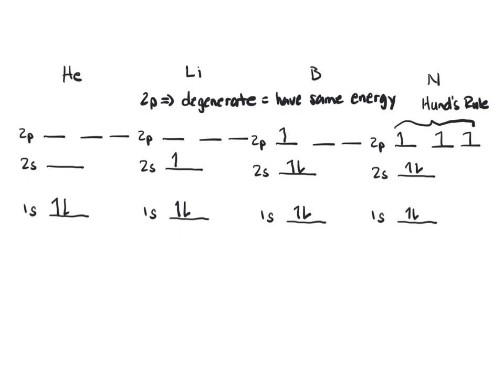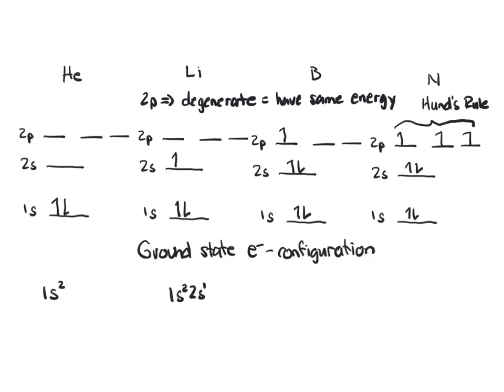So using this idea, we can write what we call the ground state electron configurations of each of these atoms. Ground state, meaning the lowest energy, electron configuration of each of these atoms. So how I do that, I shorthand it by saying that helium has 1s2. So I use a superscript 2 because there are 2 electrons in the 1s. So that means for lithium, I would write 1s2, 2s1.